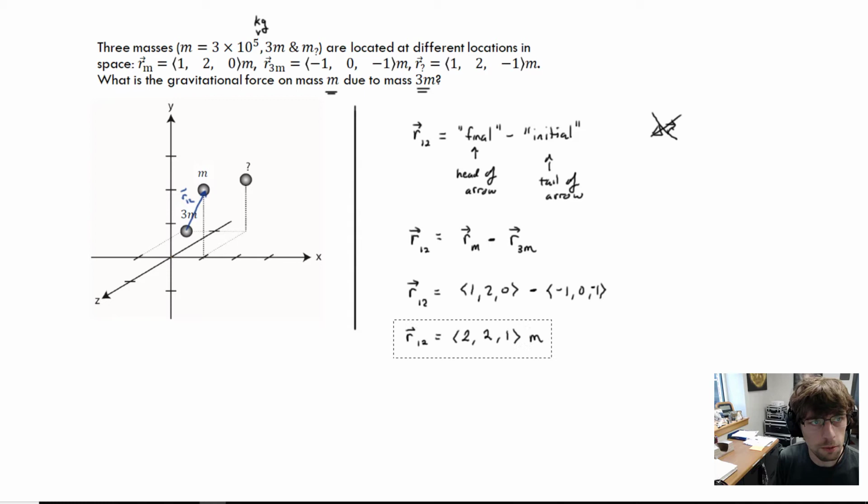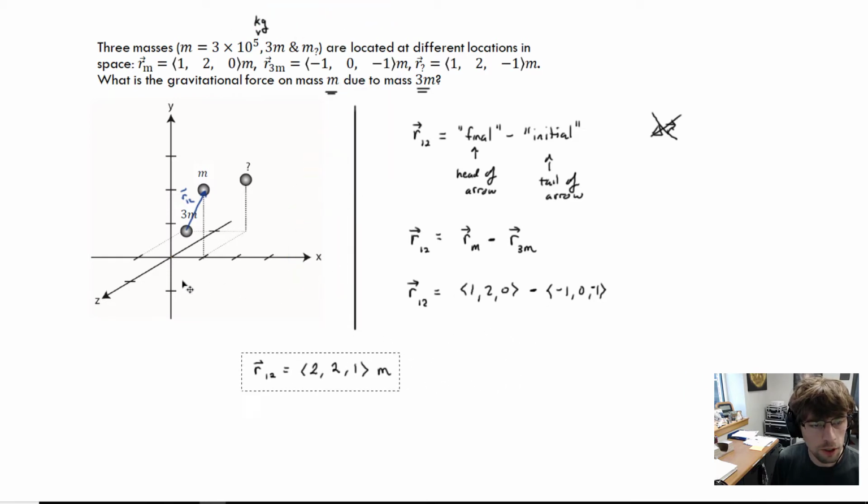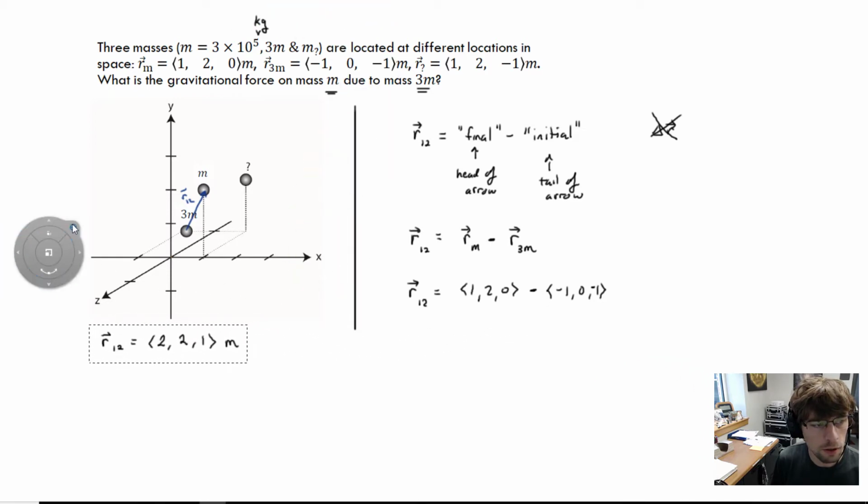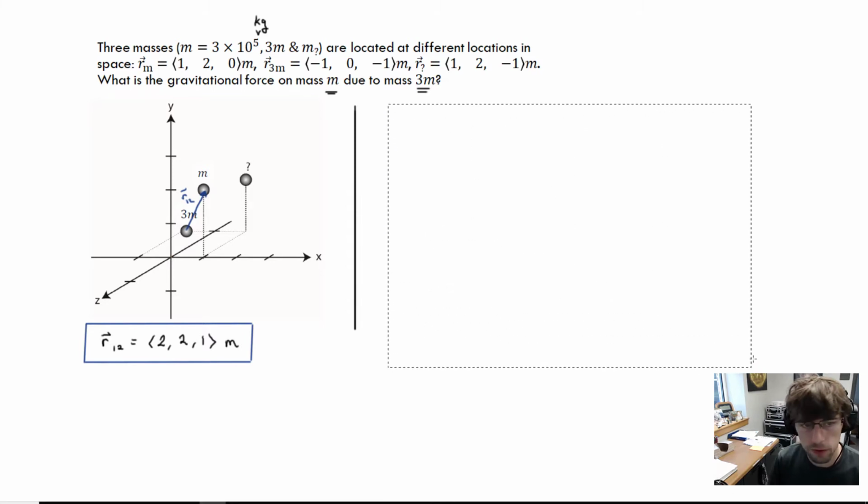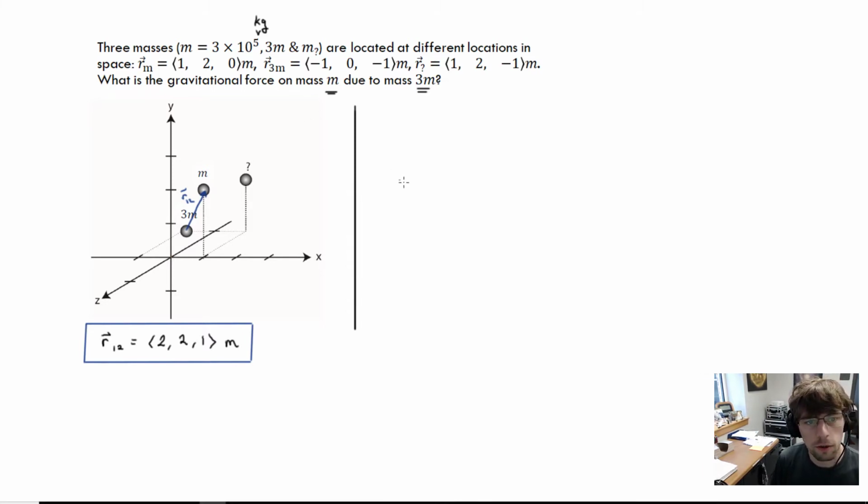And what I'm going to do is I'm just going to move that piece right over here. There is our expression for the position of the single mass with respect to the 3m mass. Good? Now we're not done, of course. So we're asked for the gravitational force. So that's just step 1. We've just figured out the relative position.